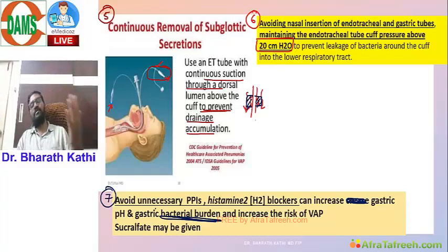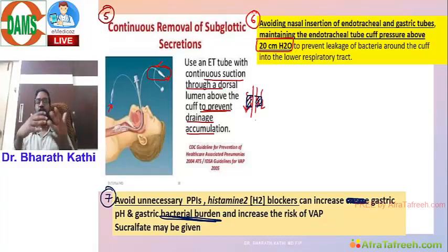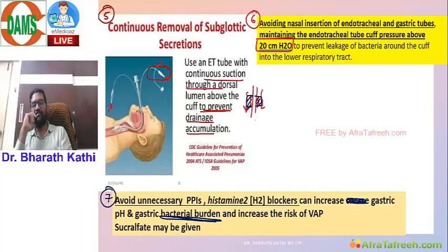If you give Pantop or histamine blockers unnecessarily, even though stress ulcer prophylaxis is required, again it is risk benefit ratio. If you feel this patient will bleed, his ulcers will cause a bleed, you can give Pantop. That's why this is not mandatory. So you have to avoid PPIs and histamine blockers because they can increase the gastric pH, increase the gastric bacterial burden, and increase the risk of VAP.